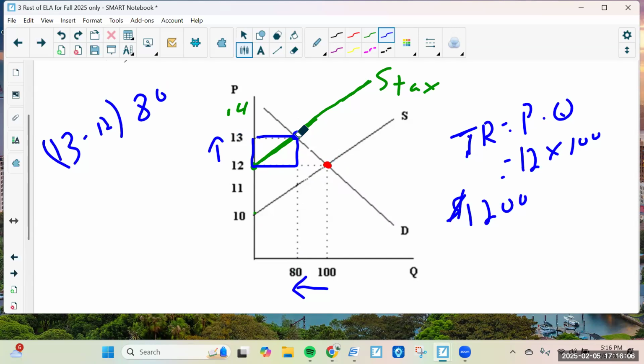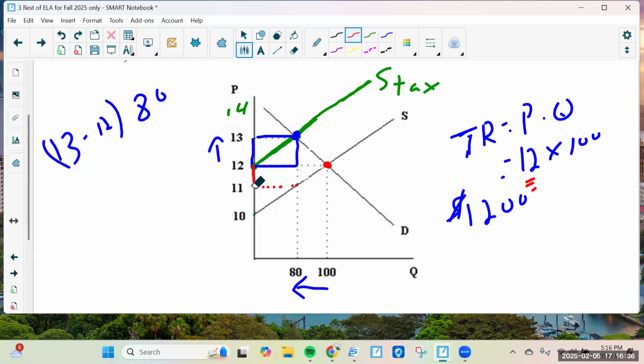The hard one is the producer. The producer, prior to the tax, was charging $12 and getting $12. They were happy. Now they're charging 13, but they have to turn around and send the government $2. So when they send the government $2, if you look at the graph again, they're only going to keep $11. So before the tax, they're able to keep 12. Now they're able to keep 11.